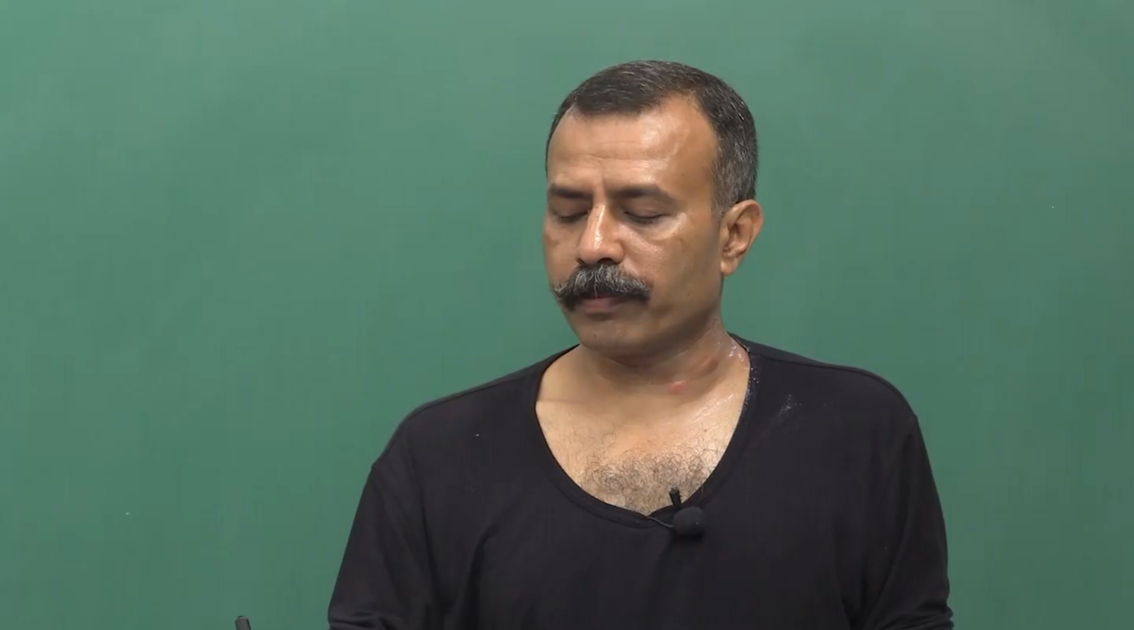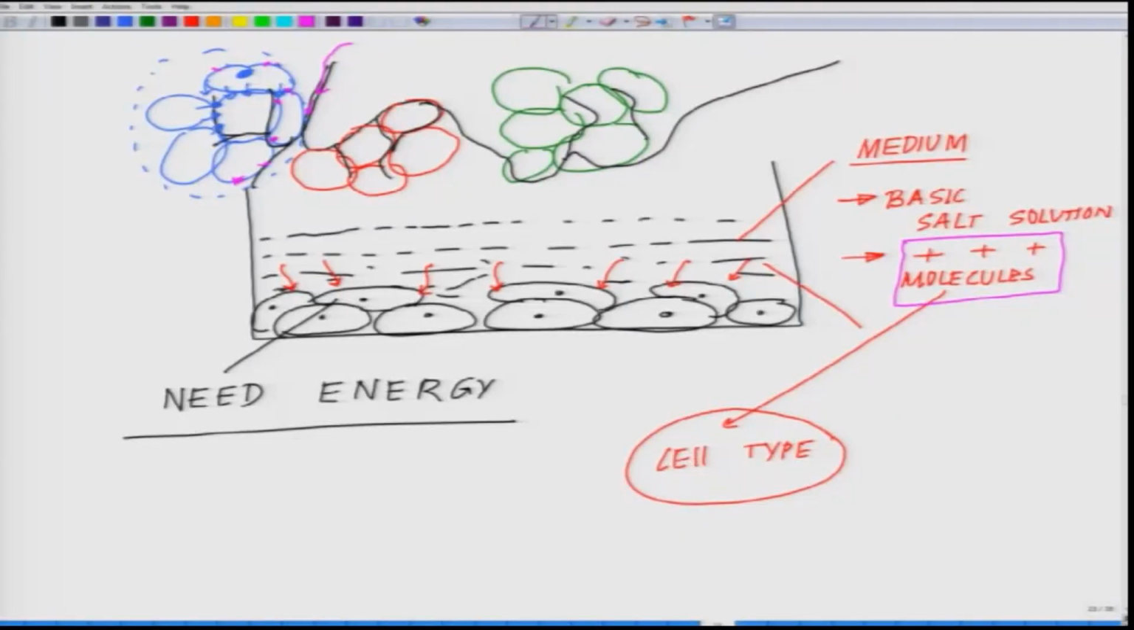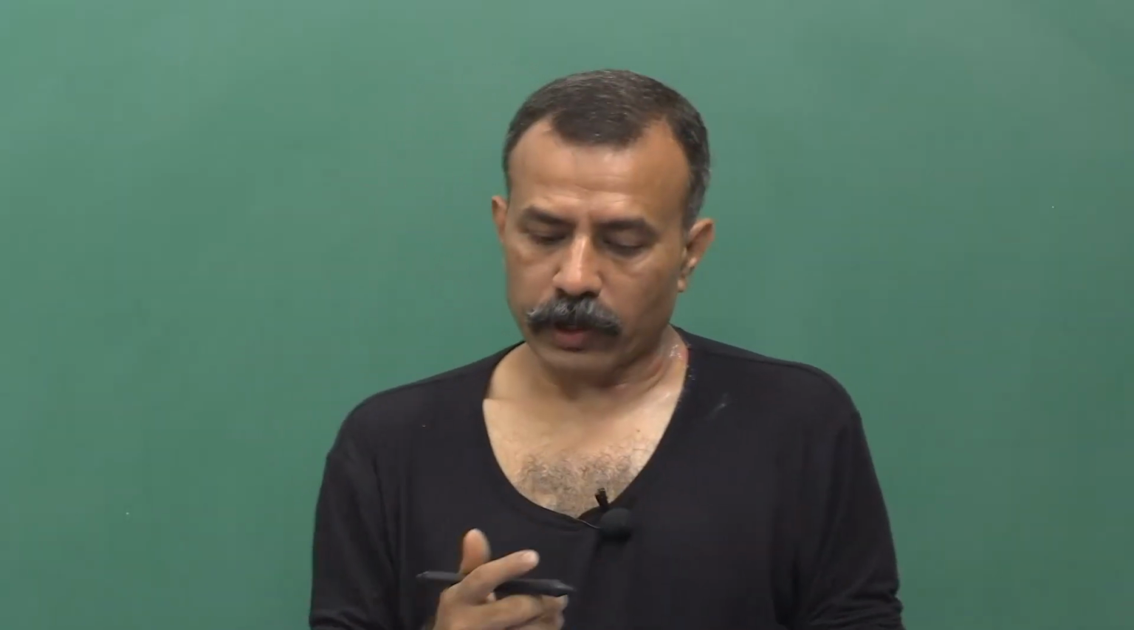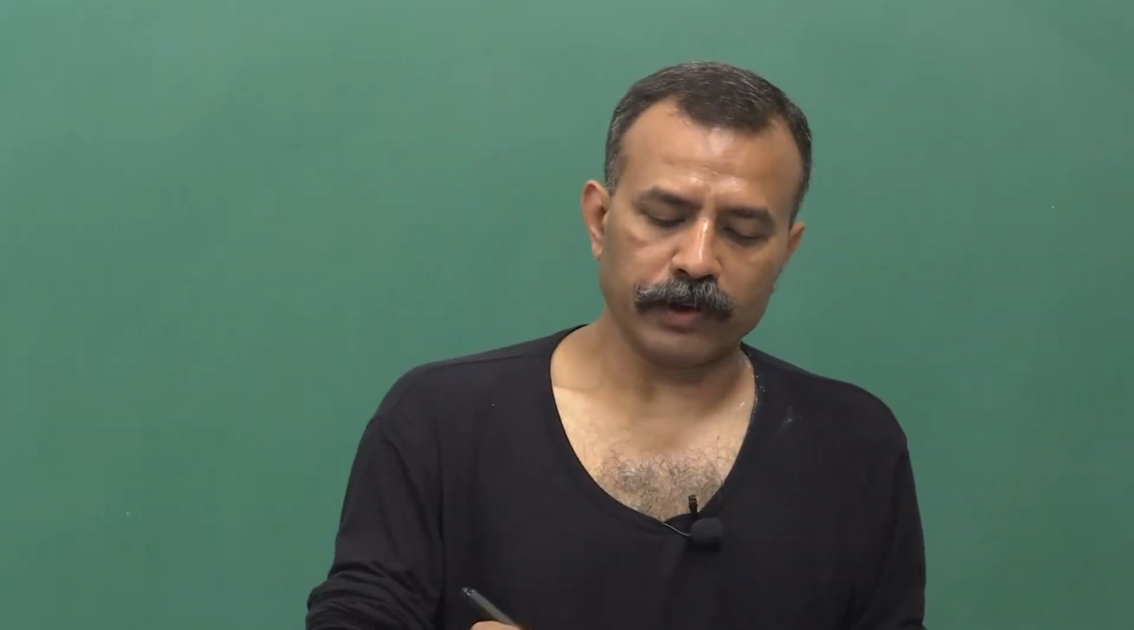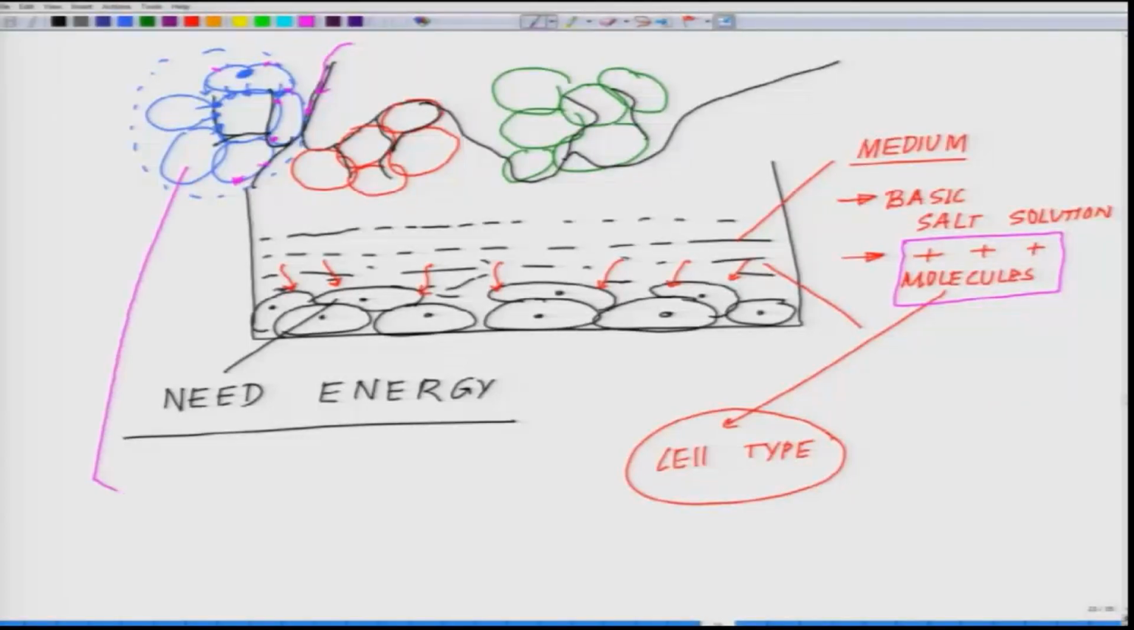So each cell type possibly needs, if we are growing a pure culture of a specific cell type, say I grow the blue cells separately, or the red cells separately, or the green cells separately, I may need to provide those specific molecules which are cell type specific. They mostly come in the form of hormones and growth factors.